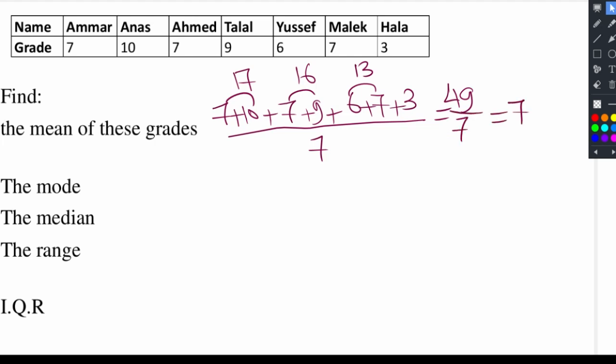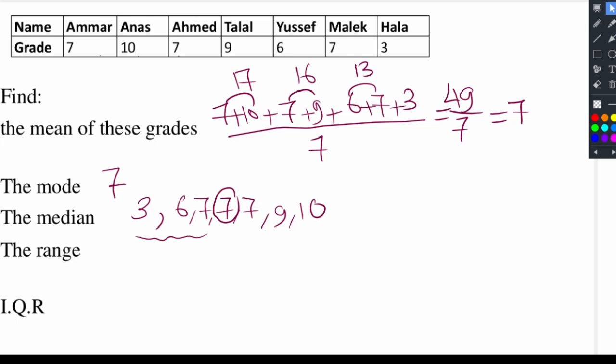The mode. What is the most repeated value here? 7, 10, and I have 2 sevens. So we have till now 7, 7, 7. The mode is 7. The median. First, arrange the values from the least to the greatest. What is the least? 3, 6, 7, 7, 7, 9, 10. What is the middle value? The middle value is 7. We have 3 on the left, 3 on the right. So the median will be 7.